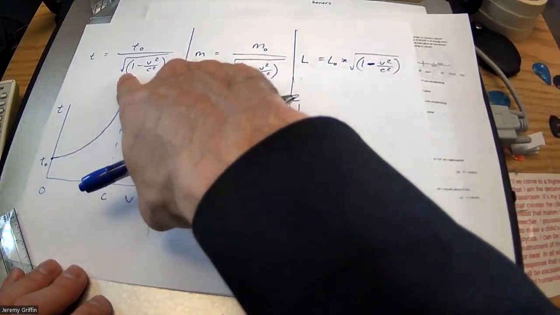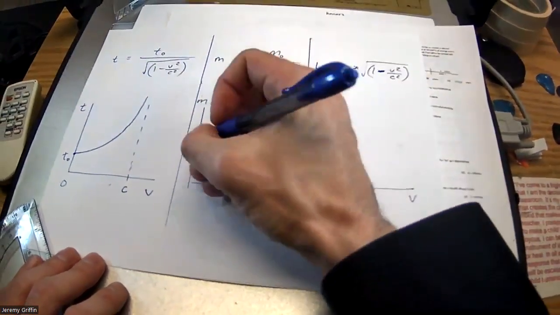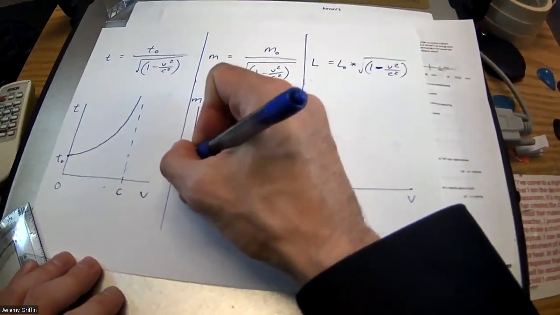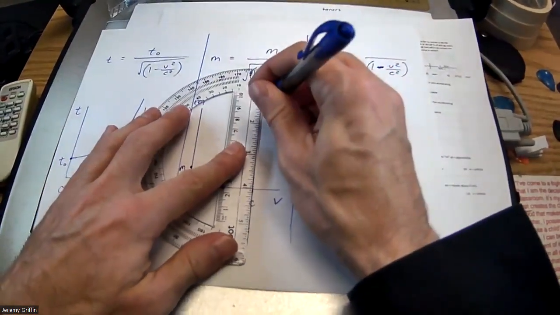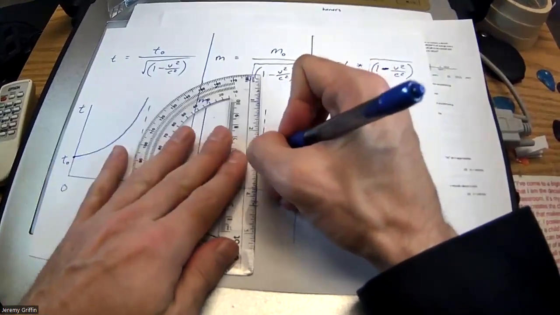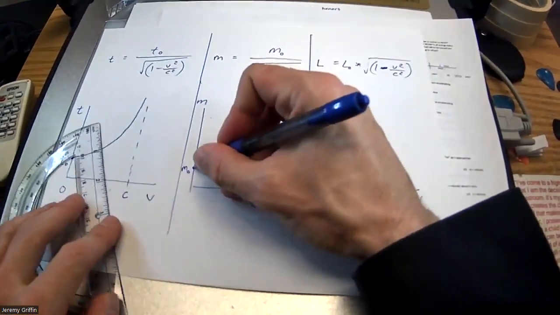Well, these two formulas have the exact same structure, don't they? So you think this graph's going to look pretty much the same? Okay, m naught, and then put c right here, vertical asymptote. Very similar looking graph. Same reasoning.